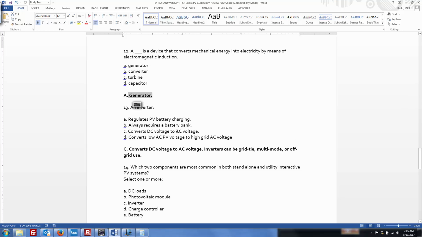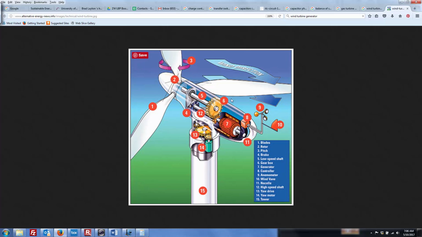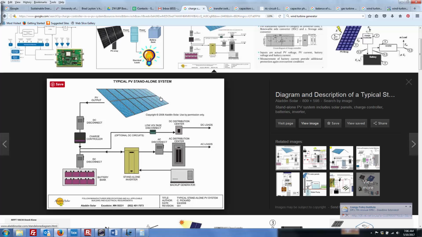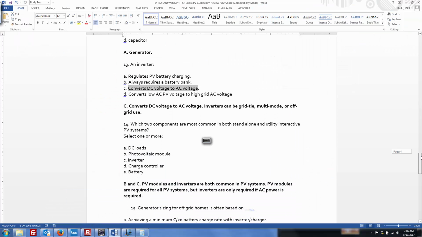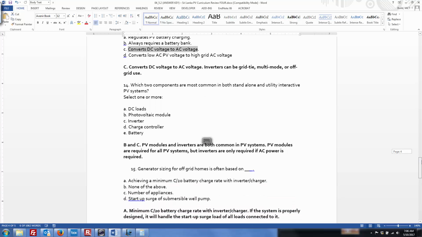Okay. An inverter, as we know, is always going to convert DC to AC voltage, and we've seen that several times. Let's see if I can take you back to it. Yeah, and here's the inverter. We've seen that before. So the inverter always goes from DC to AC power. Very important in a grid-tied system, or if you want to run an AC load.